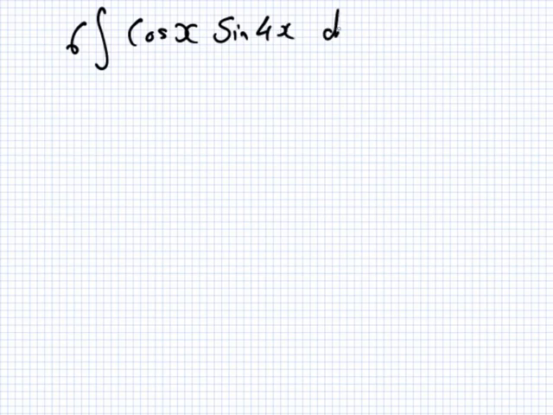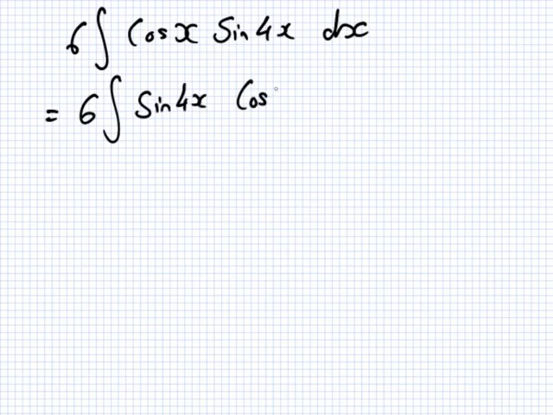Right, so integrate, for example, 6 integrate cos x sine 4x dx. That's 6 integrate sine 4x cos x. Not that it matters too much. So we don't want to use integration by parts or substitution.